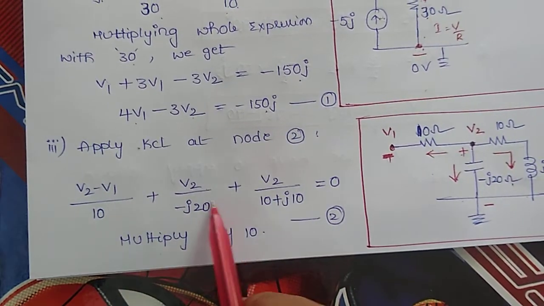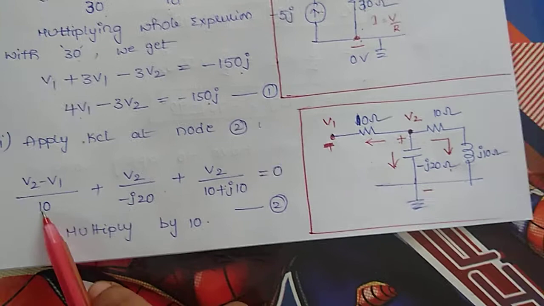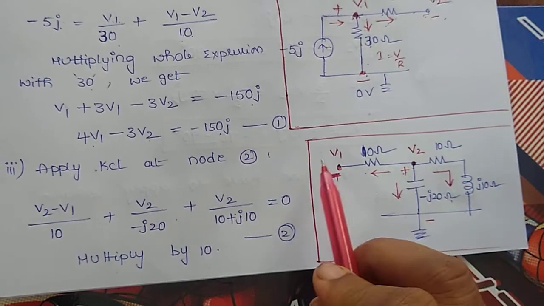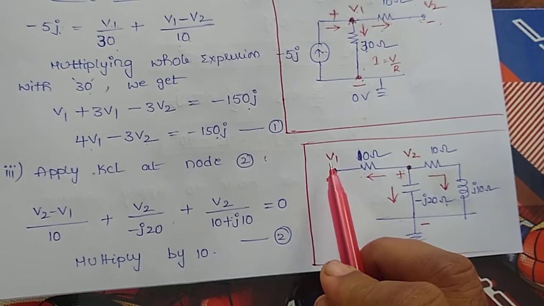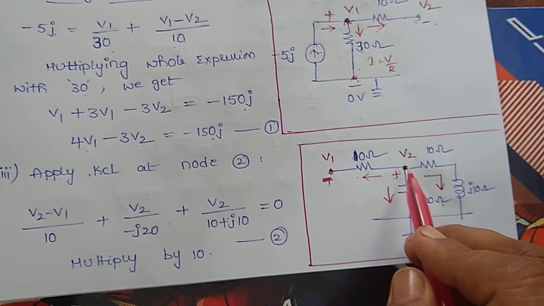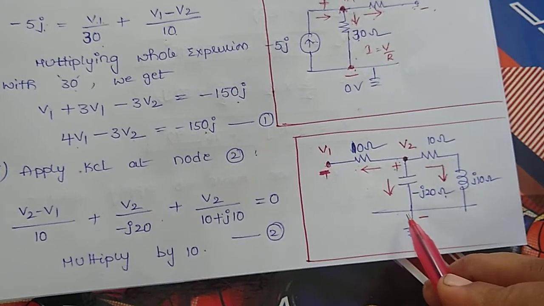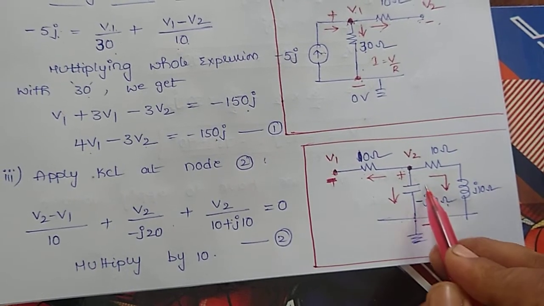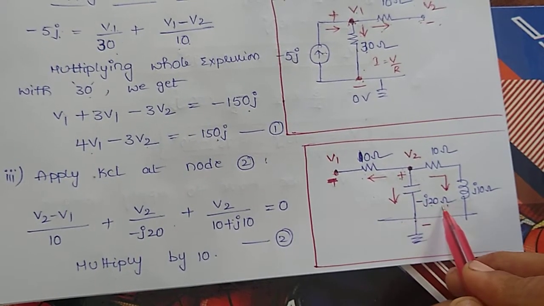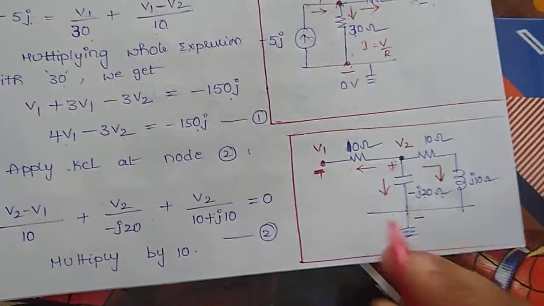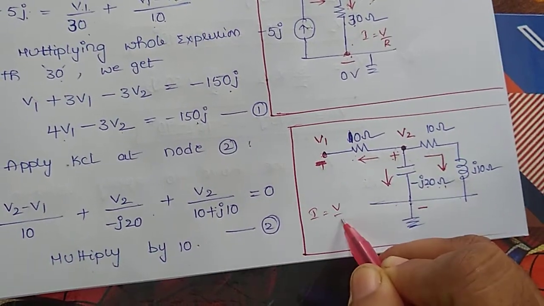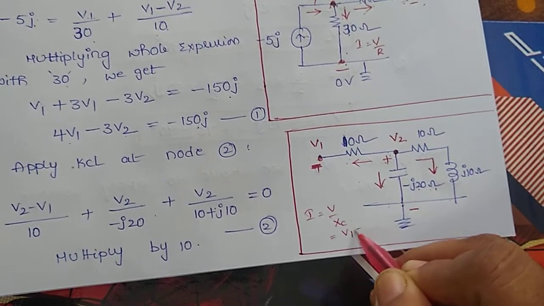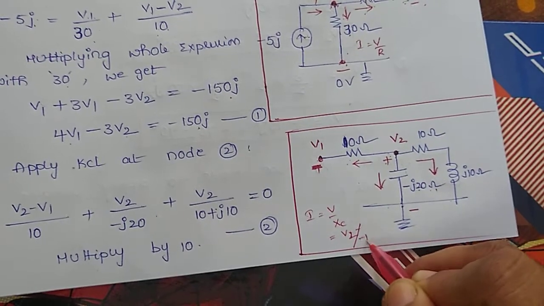Then outgoing current plus outgoing current plus outgoing current. So this is the current flowing through 10 ohms branch. Its voltage is V2, higher potential minus lower potential, V2 minus V1 by 10 and here it is V2 minus 0. So simply it is V2 by its capacitive reactance value minus J20, plus here because I is equal to V by XC. Here V value is V2 by XC value is minus J20.